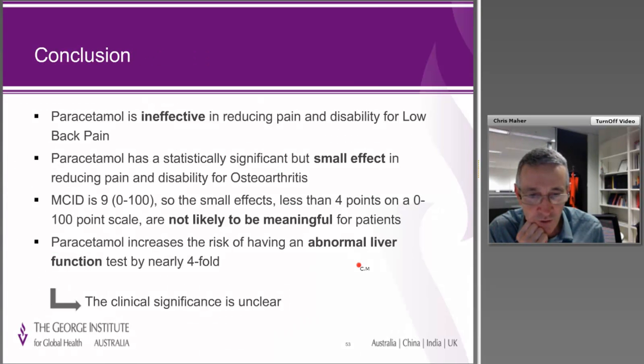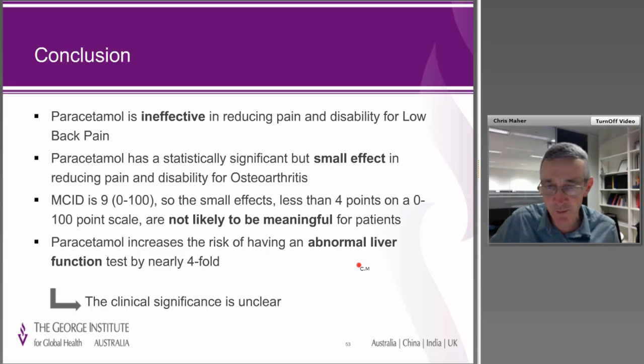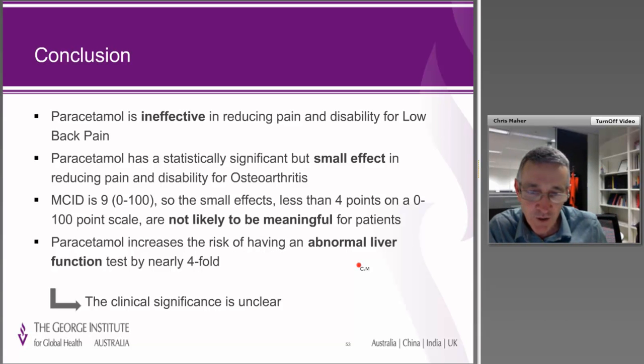So where do we get to next? Okay, so what's the conclusion? Well, based upon that systematic review, we would say that paracetamol is ineffective in reducing pain and disability for low back pain, and that seemed to be pretty clear. In terms of what it does for osteoarthritis, the effect is statistically significant, but when you looked at the size, it's tiny. It's about 3 units on a 0 to 100 pain scale, and we would argue that that's probably not meaningful for most patients because, as I said before, about 10, in this case we've written down 9, seems to be the magnitude you need to see for people to be able to perceive that as a difference in their pain.